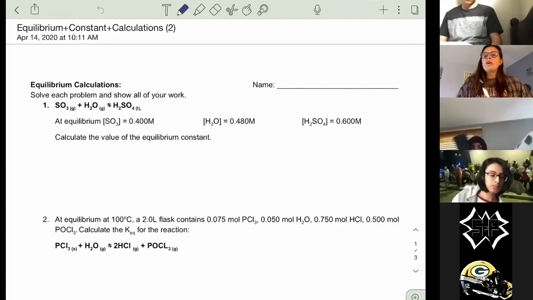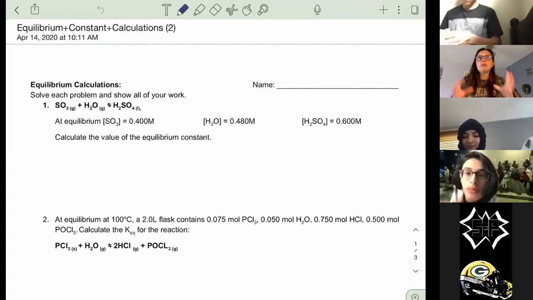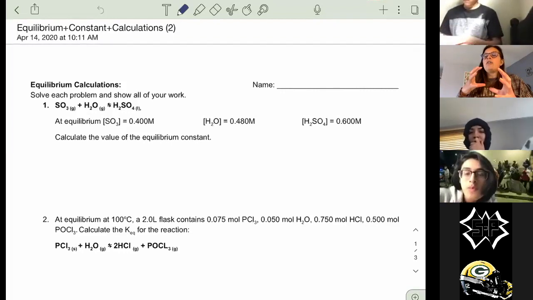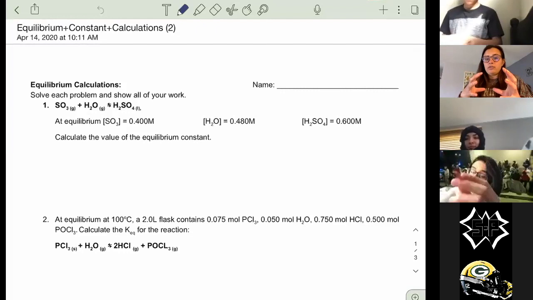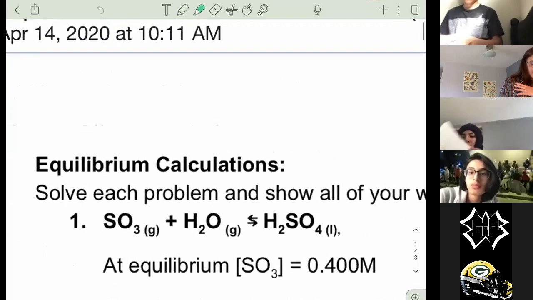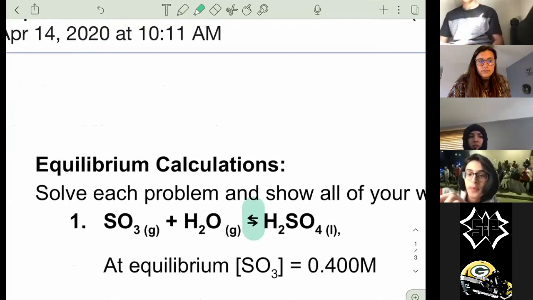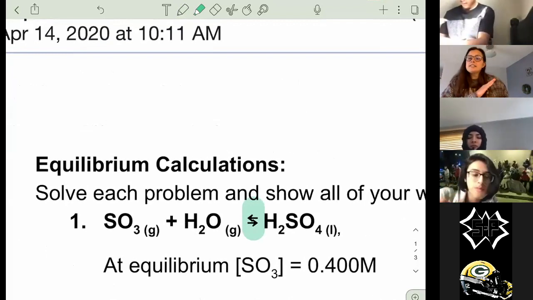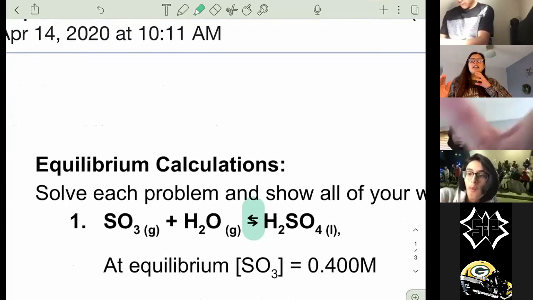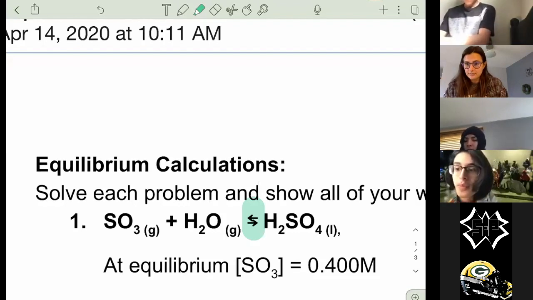We had the chance to talk about equilibrium in your vocab terms. Equilibrium is a specific type of reaction that can be reversible. You will know it's an equilibrium reaction because it has this forward and reverse arrow. That means it can go back and forth, and that the rate of reaction going forward is equal to the rate of reaction going in the opposite direction.